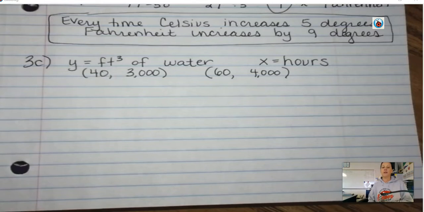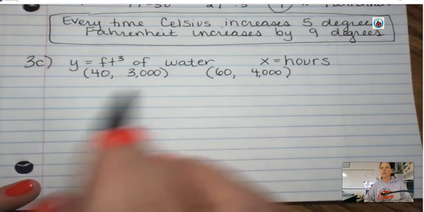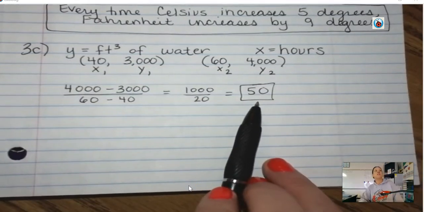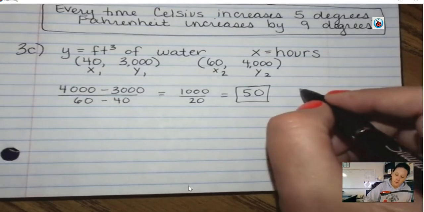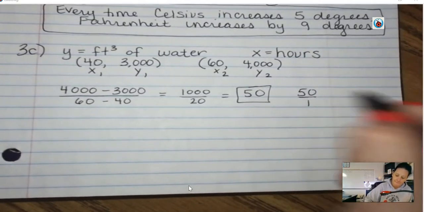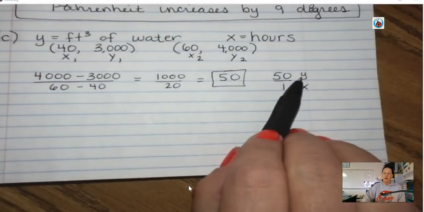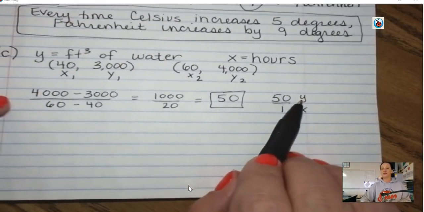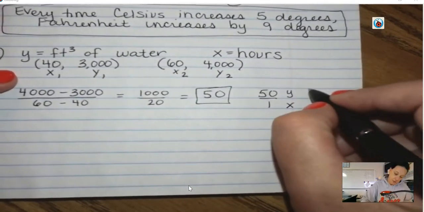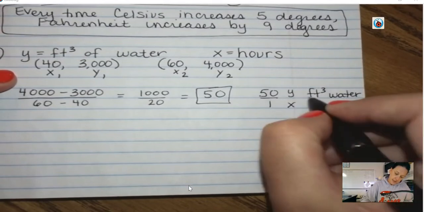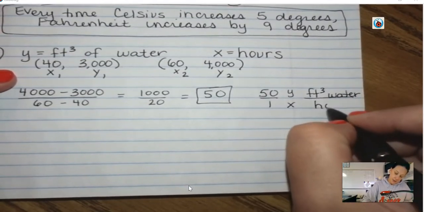Go ahead and figure out what's the slope between these 2 points. Label xy, xy, calculate the slope, reduce as well. Slope is 50, or 50 over 1. Slope is always y over x. It tells me in the directions that y is the cubic feet of water, and that x stands for hours.